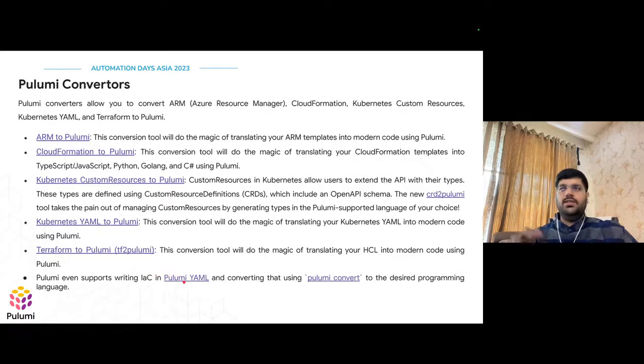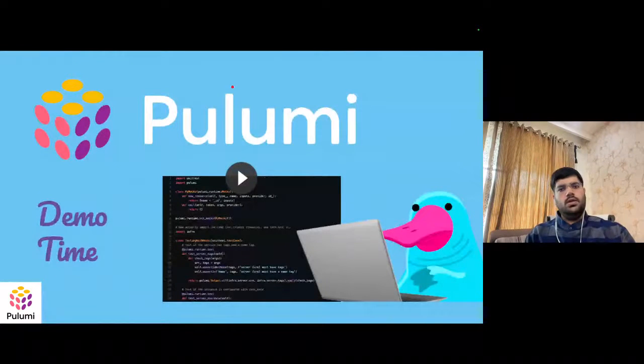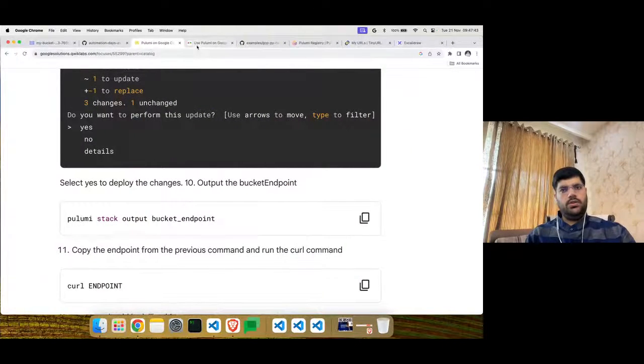And then you can essentially write code in one language in Pulumi, like Pulumi YAML, and then you can convert that using Pulumi convert to Python, Golang. So you can have YAML written in Pulumi converted to something else. So that is where you have a lot of converters that are available from Pulumi. So let's get to the remaining demos that are there.